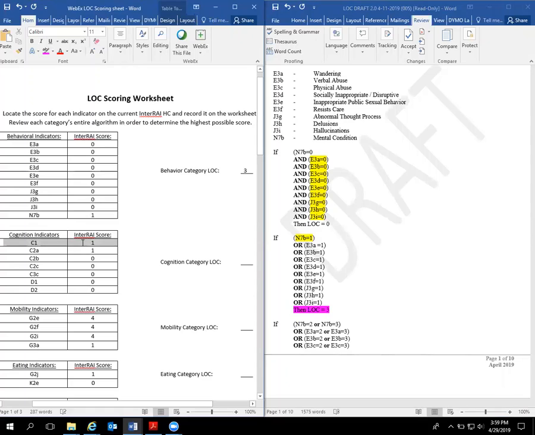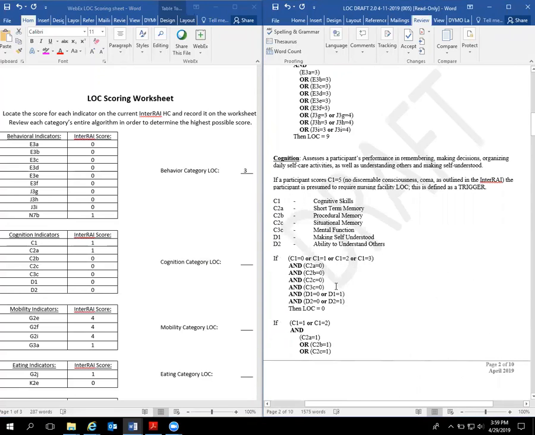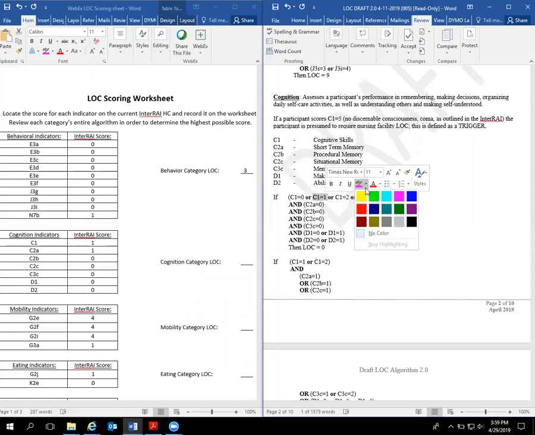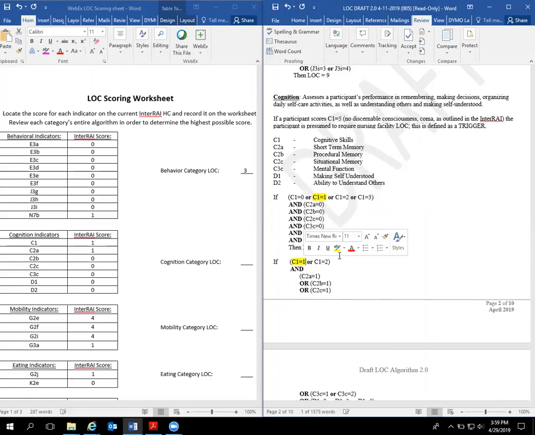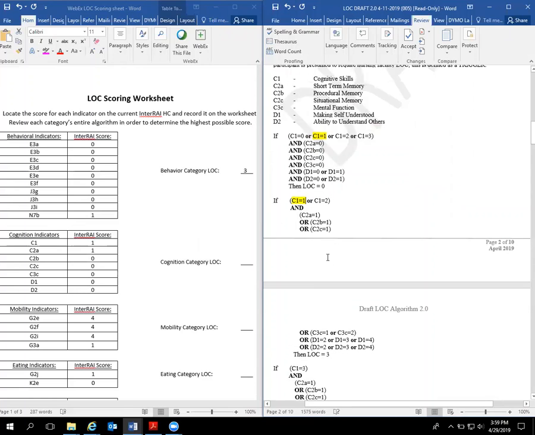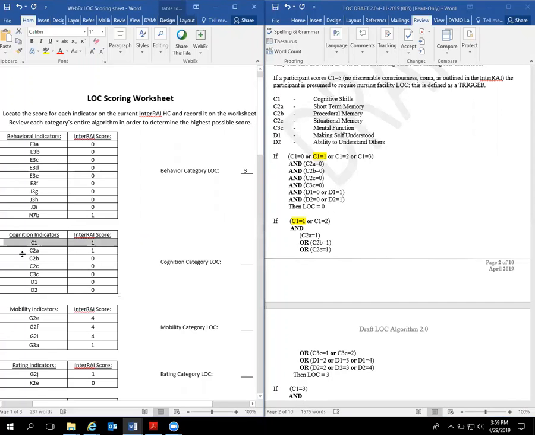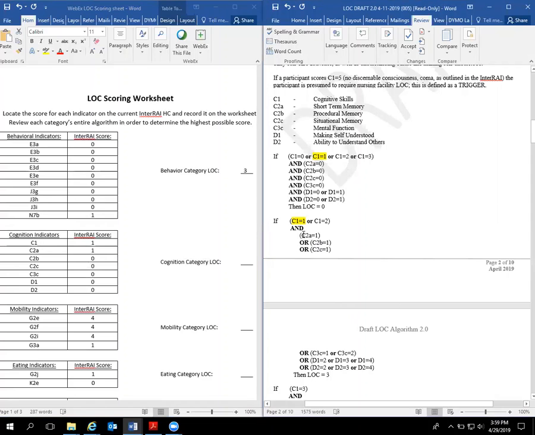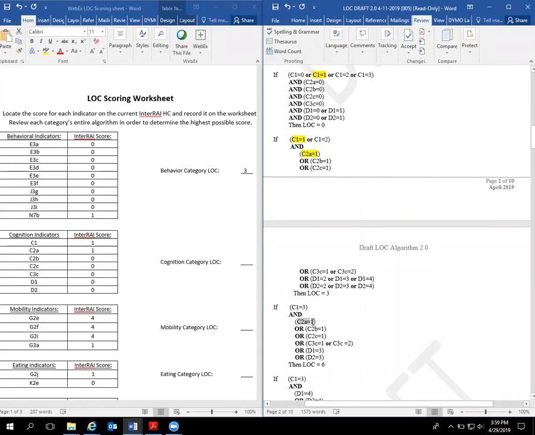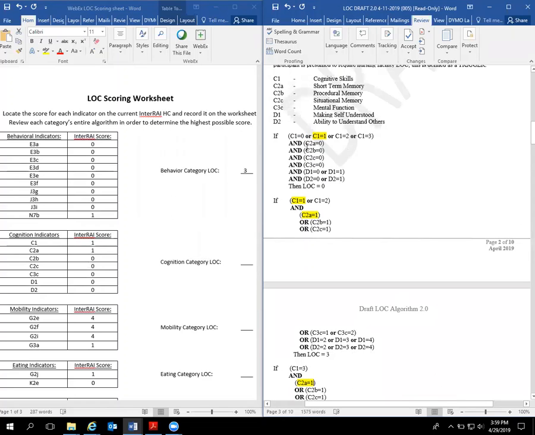The first indicator for cognition was C1, and the coding on the enter-I was a 1. So I'm going to highlight C1 equals 1 on the algorithm. And you want to be sure that you highlight anywhere C1 equals 1 because some indicators are present in more than one algorithm criteria. The second indicator was C2A. C2A was 1 on the enter-I, so I'm going to highlight anywhere that C2A equals 1 here on the algorithm. C2B was 0, so I'm going to highlight anywhere C2B equals 0. C2C was 0 on the enter-I, so I will highlight C2C equals 0. C3C was 0. D1 was 0.